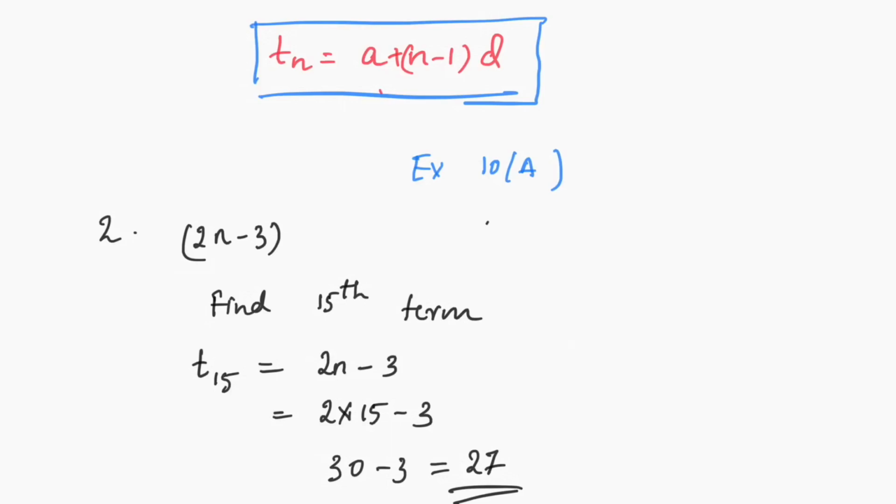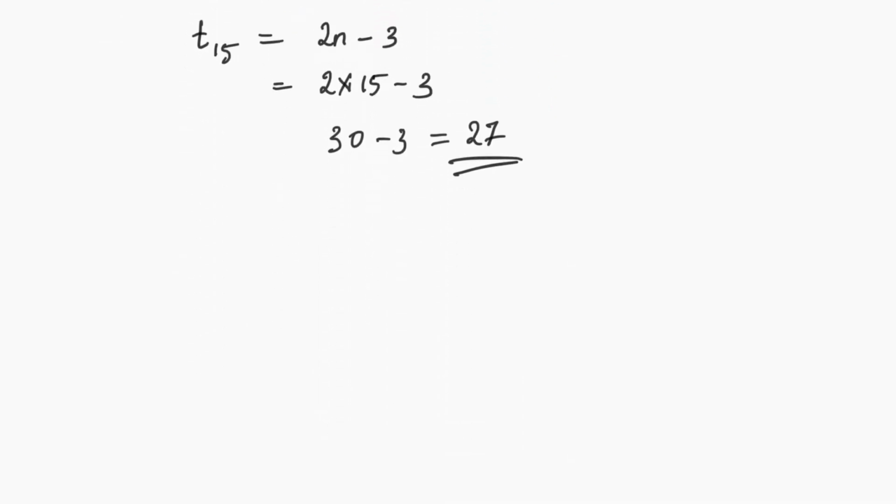Since the nth term is given to you, you will be doing that. If the nth term is not given to you, you need to use the formula for the sequence, given as a plus n minus 1 into d. So let us do the fourth question now. Question number 4. Find the 24th term of the sequence. Just refer to your textbook for the question. The sequence is given to you as 12, 10, 8, 6. So it goes like this.